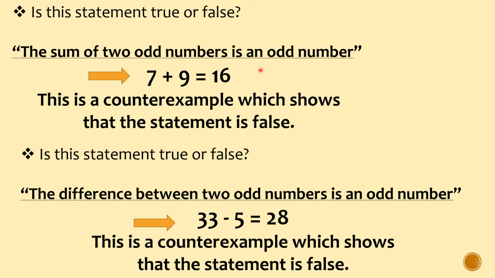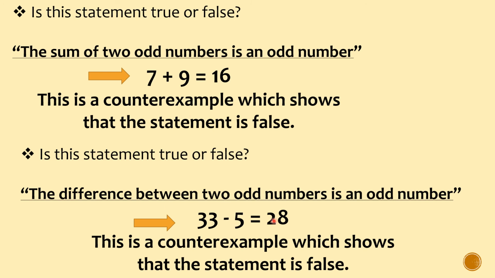Okay? So 7 plus 9 equals 16, or I write any other example. All these are actually counter examples. This is a counter example which shows that the statement is false. Counter example shows what? That the statement is false. Whenever you are writing a counter example, that means you're proving that the statement is false. It's not true.